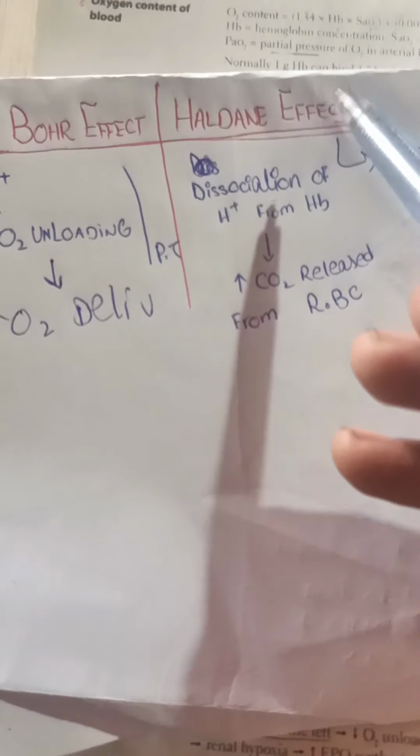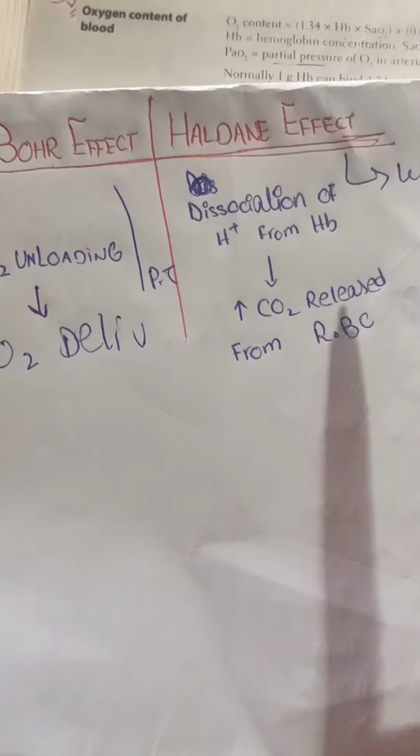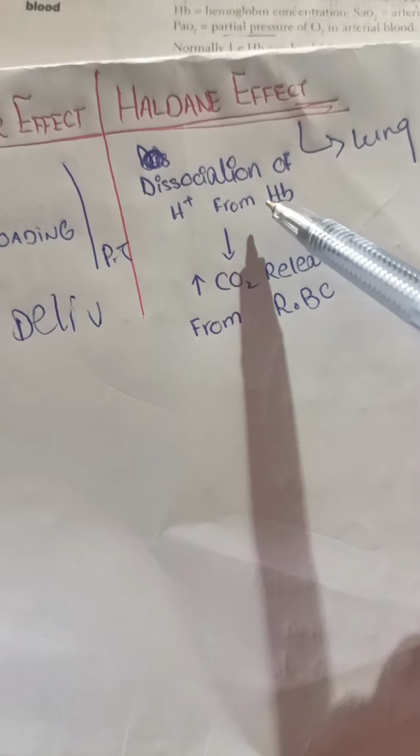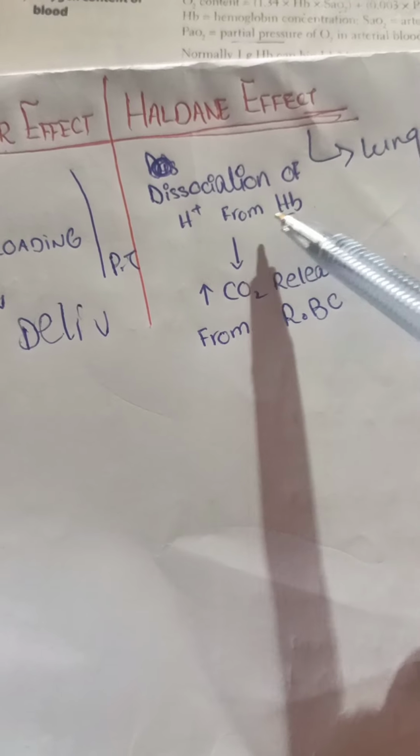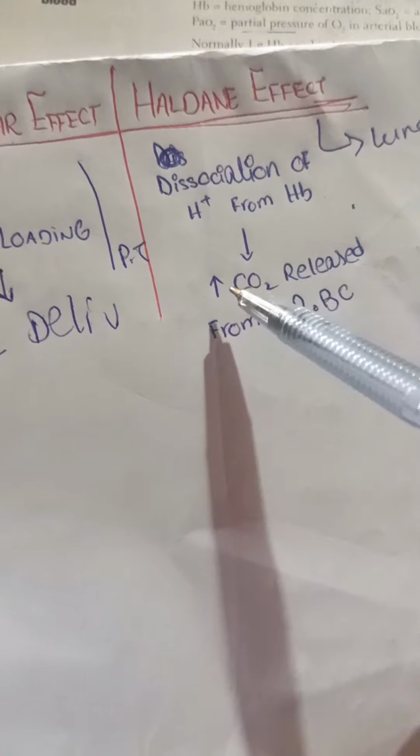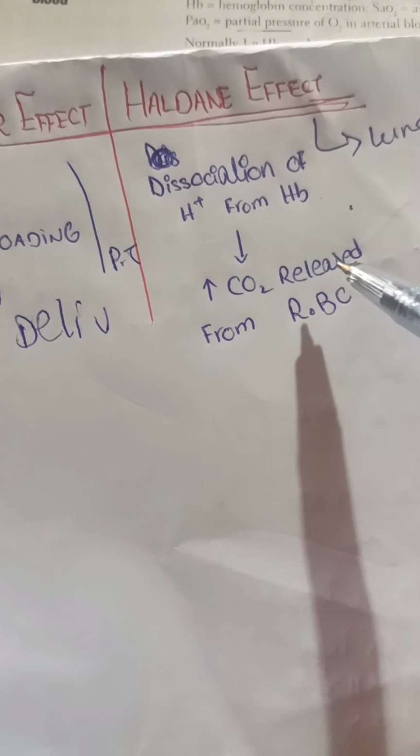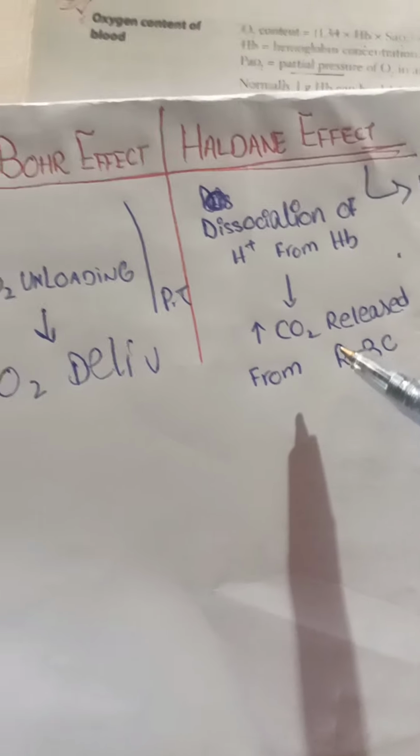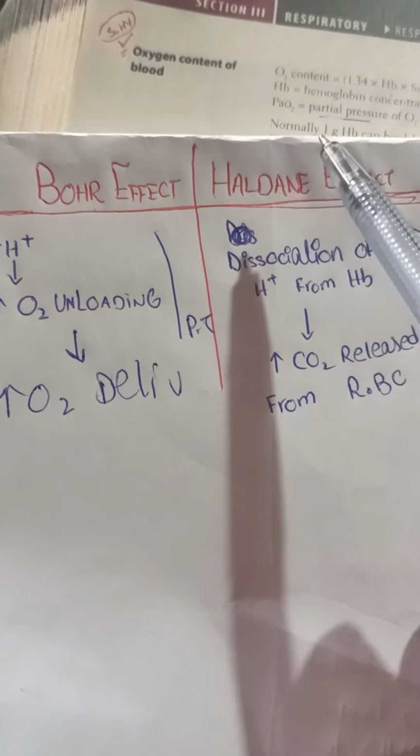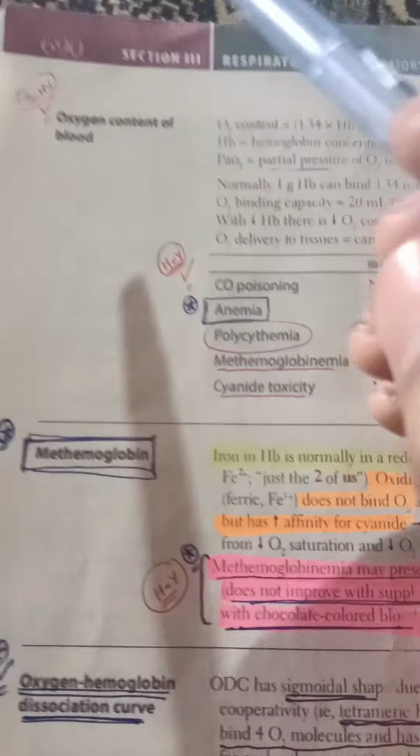Second is the Haldane effect, which takes place in the lungs. Basically, it is the dissociation of the hydrogen ion from the hemoglobin, which causes increased CO2 release from the RBC. So the Bohr effect and the Haldane effect are high yield stuff for the USMLE.